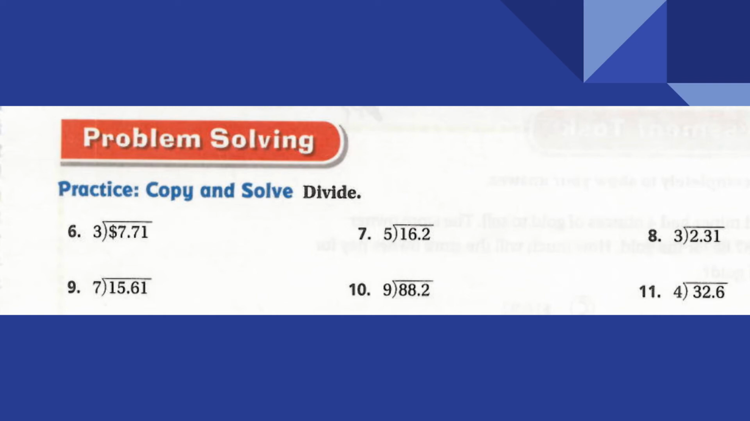I like number 6 here. It says $7.71 divided by 3. So I'll take $7.71 and divide it by 3 people maybe. So that is a great problem to work on. So I'll work that practice problem out here.